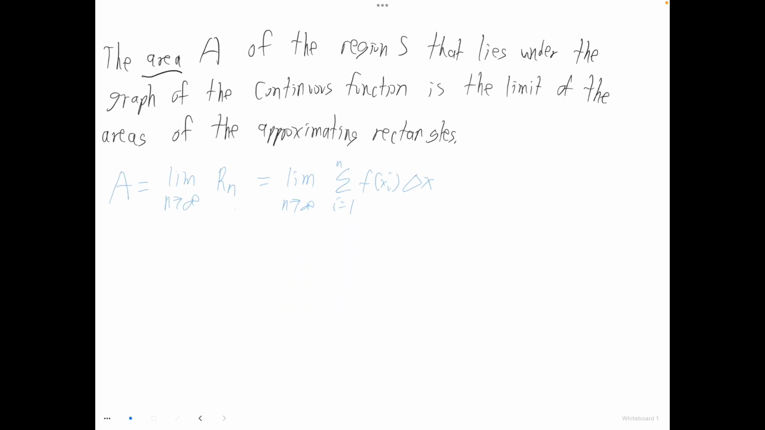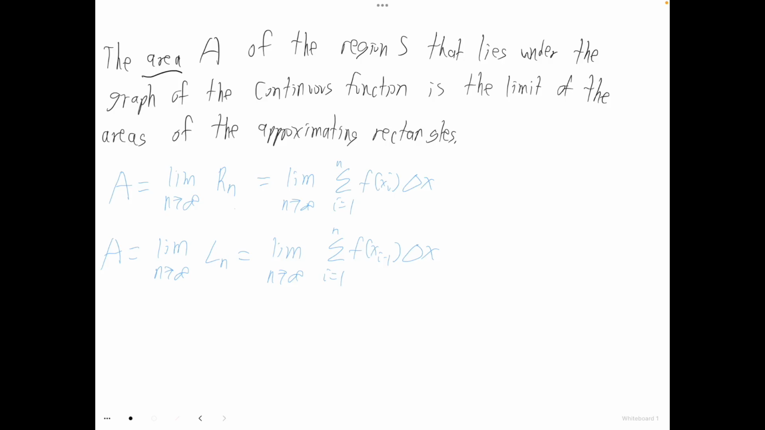But we could also define it with the left-hand side, taking the limit as n goes to infinity of L sub n, which is the limit as n goes to infinity of the sum from i equals 1 to n of f of x sub i minus 1 times delta x. So those are both appropriate definitions for this area. So we can use left-hand sums or right-hand sums, and these will be equal to each other.